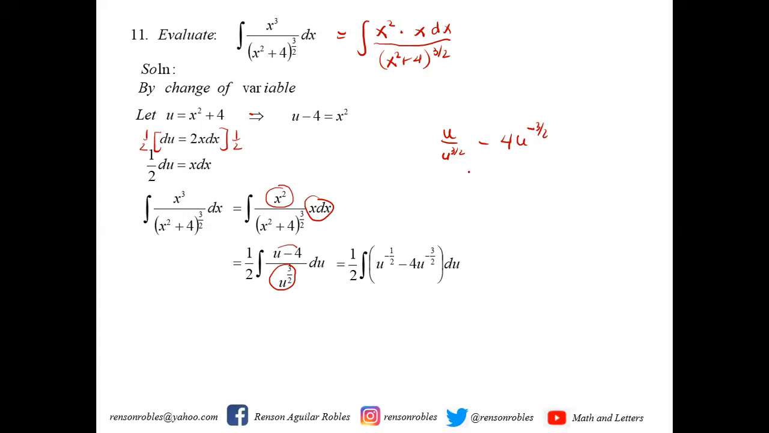U over u raised to 3/2 will lead us to u raised to negative 1/2. Then minus 4 u raised to negative 3/2. And then integrating, you got 1/2 times u raised to negative 1/2 plus 1, which is u raised to 1/2. Take the reciprocal of 1/2, write it in front, and that is 2. Minus 4, then u raised to negative 3/2 plus 1 is negative 1/2. Take the reciprocal of negative 1/2, write it in front, and that is negative 2.